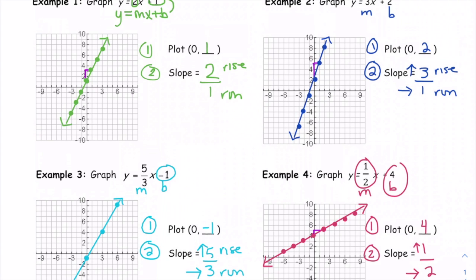So this video showed you how to graph lines in slope-intercept form. This is helpful because if we have other forms of lines, other equations that are in standard form, for example, you can change that into slope-intercept form so that we can graph it using the same pattern.